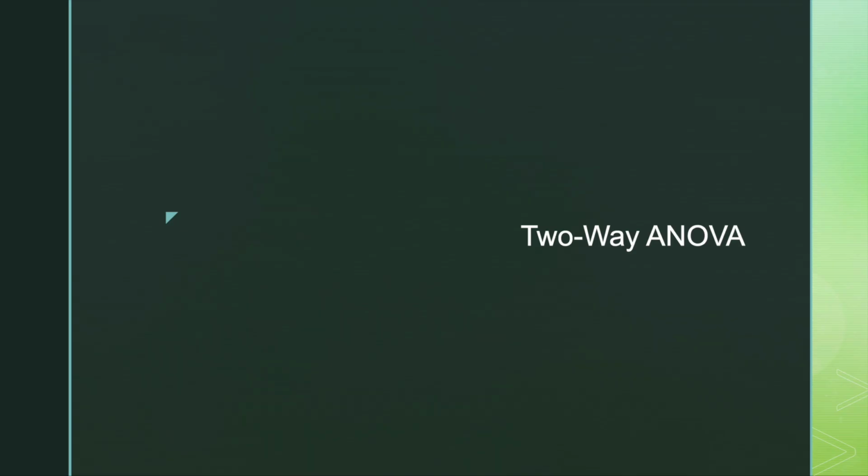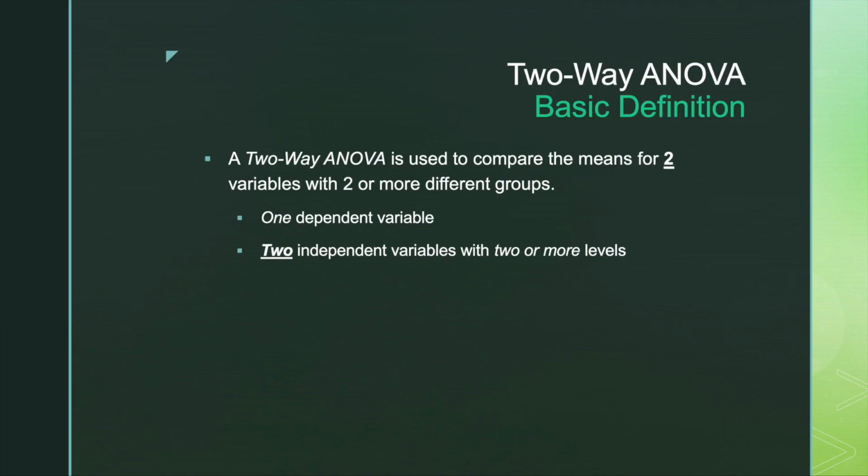And now for the main event. Let's go over what a two-way ANOVA is all about. A two-way ANOVA is used to compare the means for 2 variables with 2 or more different groups over 1 dependent variable, okay? So a two-way ANOVA has 2 independent variables. A one-way ANOVA has 1 independent, a two-way has 2 independent variables.